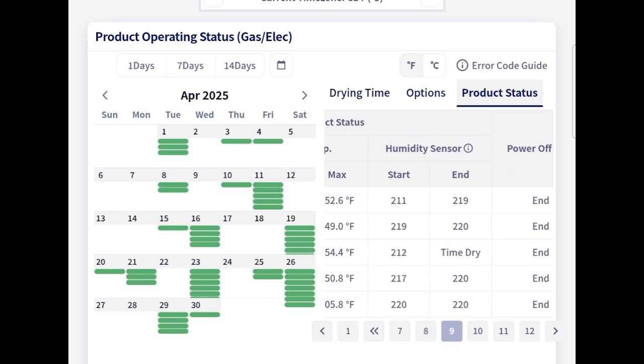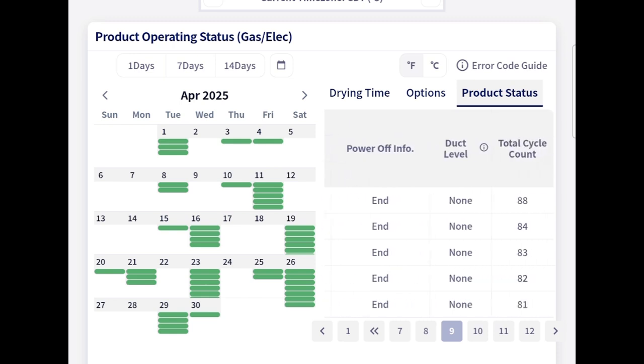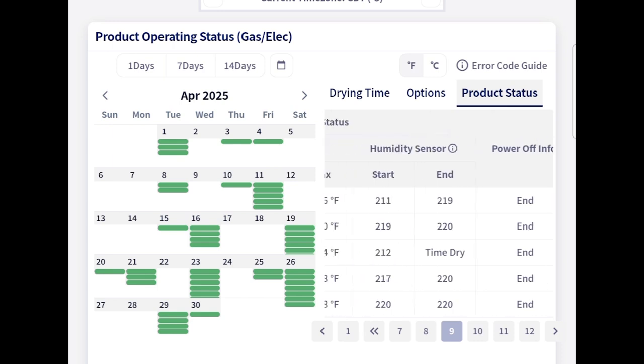And then it gives you humidity sensor information. Whenever you see humidity sensor on the dryers, it's talking about the moisture sensor bars, or the moisture sensors inside that are detecting how wet the clothes are. That's what it means when it says humidity sensor. Then again, it gives you your power off information, duct level, and your total cycle count.